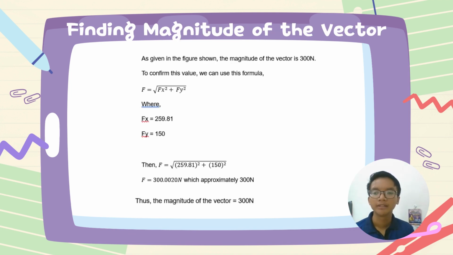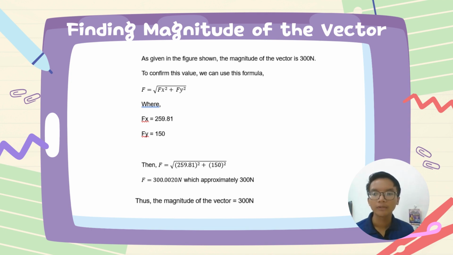So in this part, the magnitude and the direction of the vector are already given, as you can see on the graphic. But we have to reconfirm and recheck the value of its magnitude and also direction. As the given figure shows, the magnitude of the vector is 300 Newton. So by using Pythagoras theorem, we can recheck the answer.